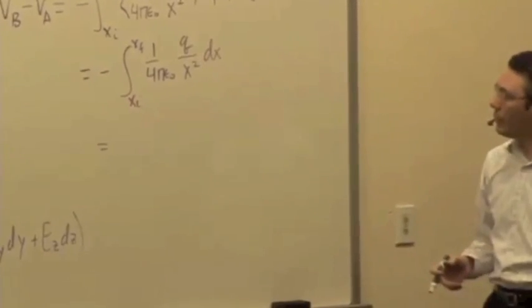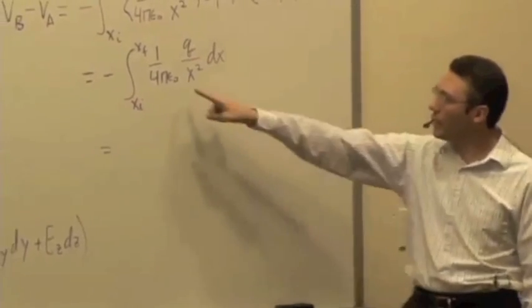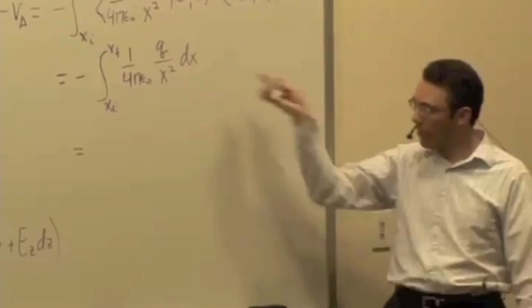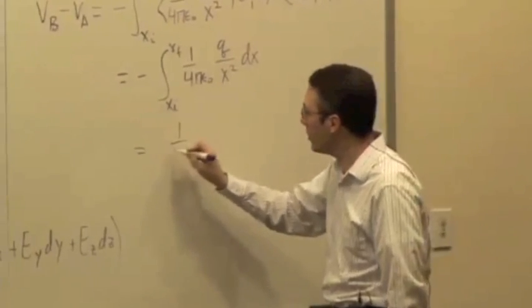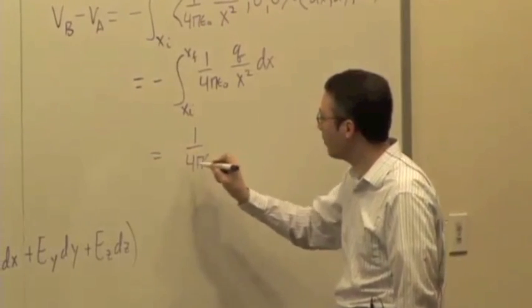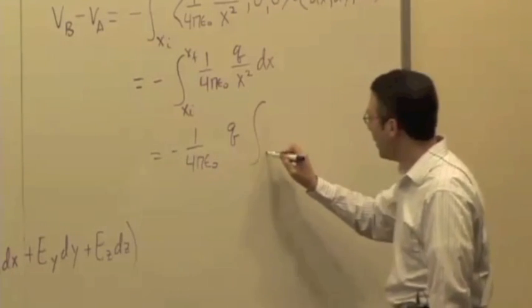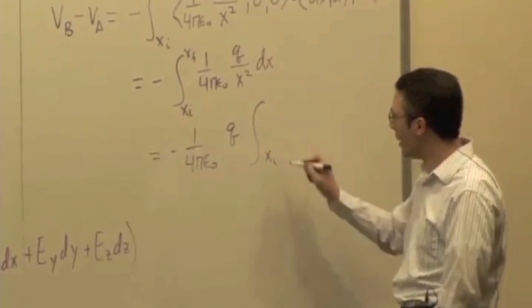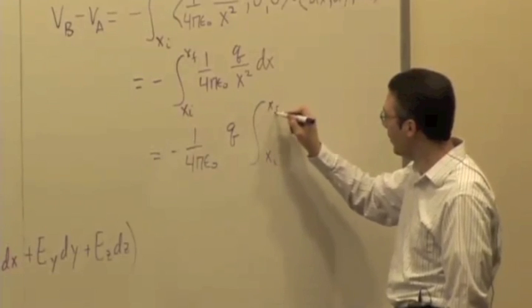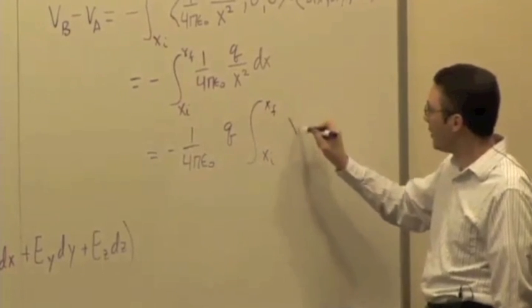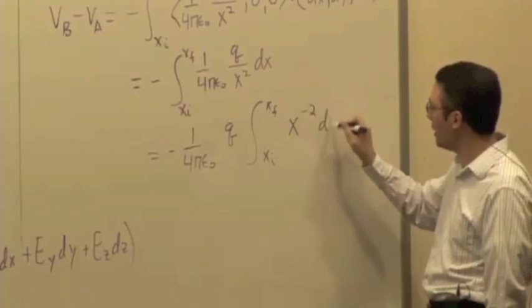Okay, so let's do it. What in here is a constant? Everything but x, right? So I can bring the 1 over 4 pi epsilon 0 out. I can bring the charge out. I have the negative sign outside. I'm going from x initial to x final. And I'm integrating, let me write it this way, x to the negative 2 power dx, right?